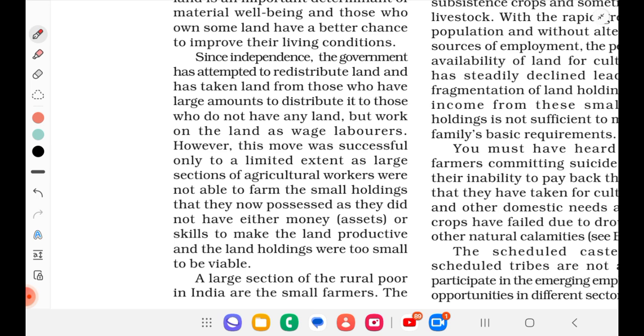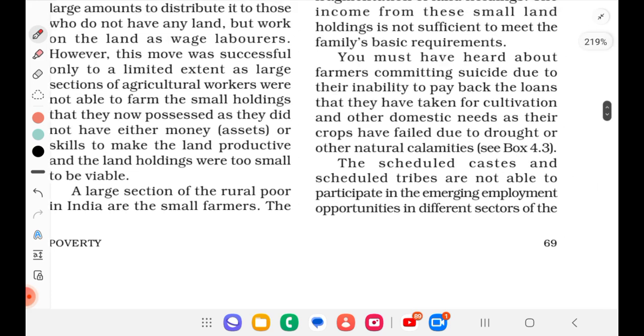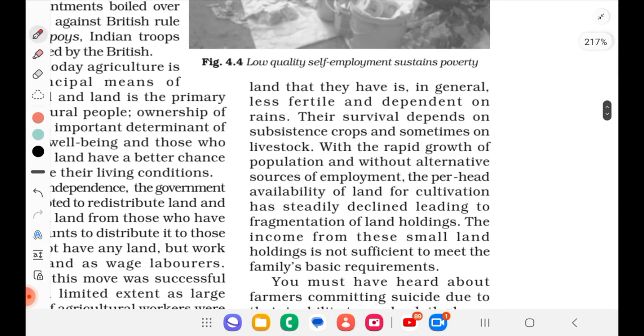A large section of the rural poor in India are small farmers. The land that they have is in general less fertile and dependent on rains. Their survival depends on subsistence crops and sometimes on livestock. With the rapid growth of population and without alternative sources of employment, the per head availability of land for cultivation has steadily declined, leading to fragmentation of land holdings.